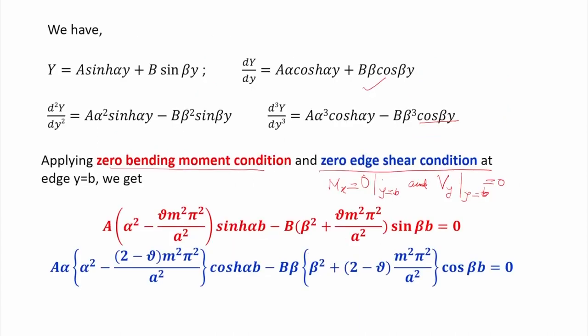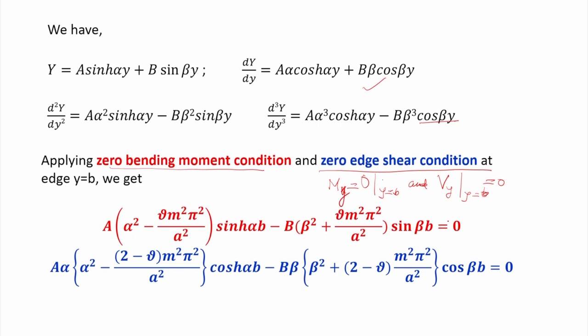So finally we get two homogeneous equations. A bracket alpha square minus mu m square pi square by a square, sinh(alpha b), minus B into beta square plus mu into m square pi square by a square, into sin(beta b), equal to 0. That is one equation obtained from the bending moment condition, that is, the bending moment condition at y equal to b, that is My is 0, not Mx, My is 0.